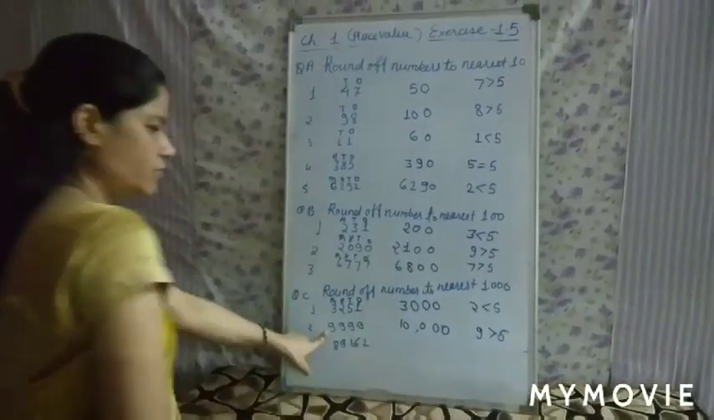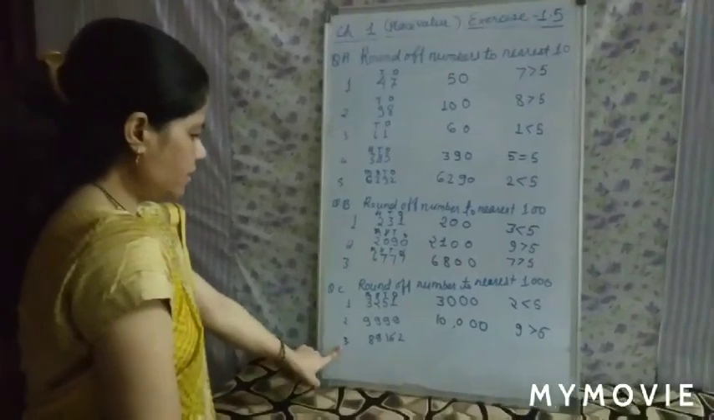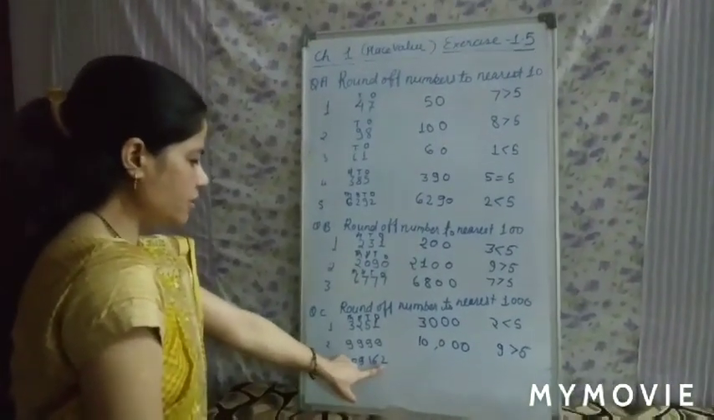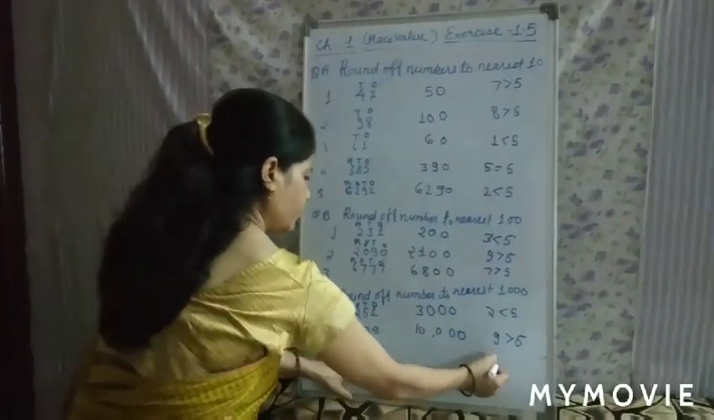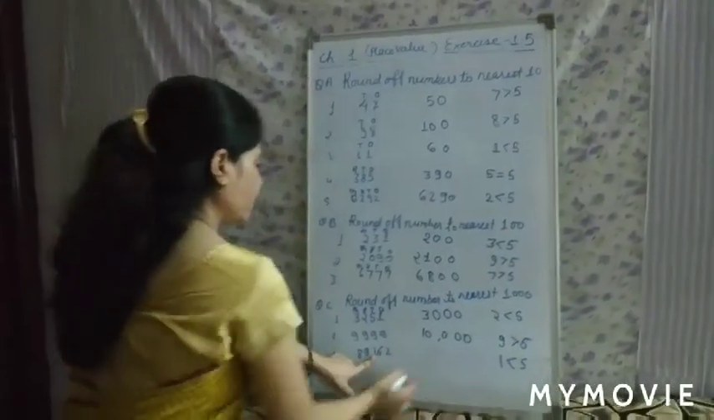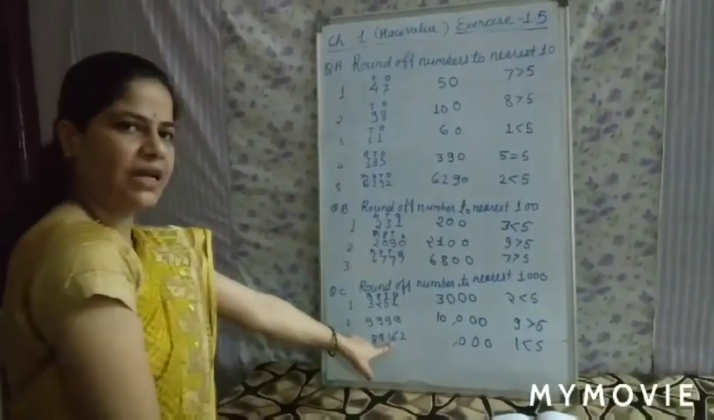So you have to write 10. So the answer will be 10,000. Now the next number is 89,162. Here on the 100 place, there is 1. 1 is less than 5. So put 0, 0, 0 on the 1s and 100 place.